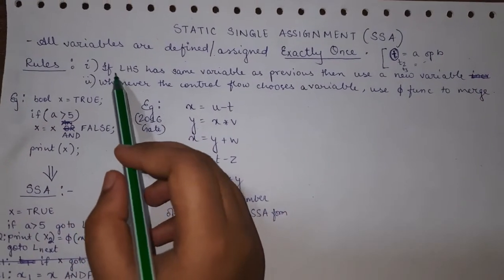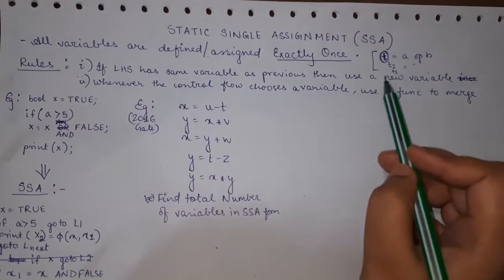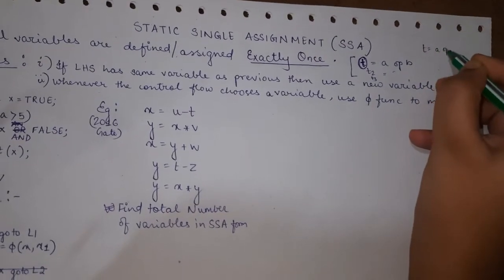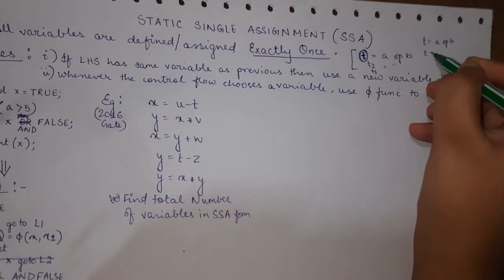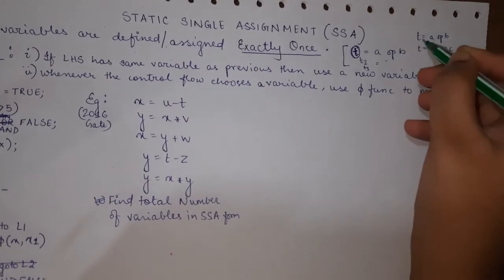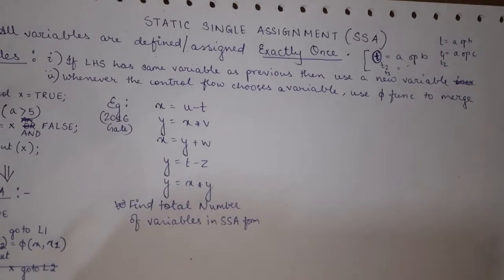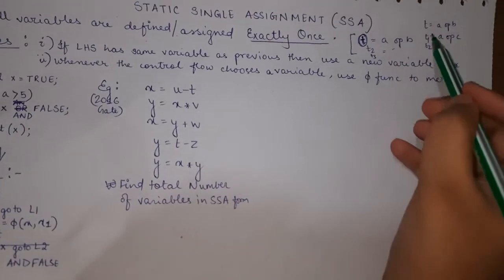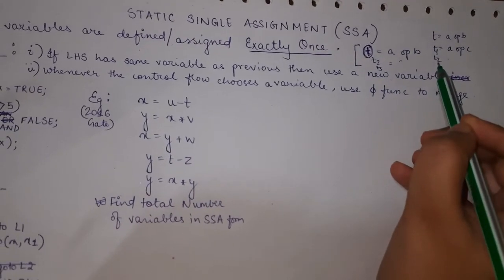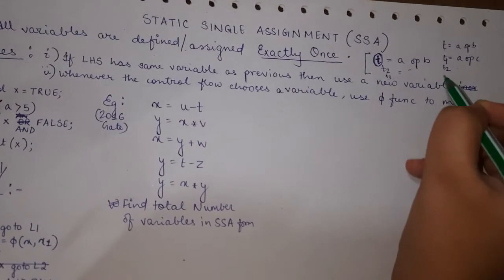Now what are the rules? If LHS has the same variable as previous, then use a new variable. That is, suppose I have t equals a operator b, and again it shows t equals a operator c. So here instead of writing t, I should write t1 or t2, like that. If the same variable occurs as previous, then we should use a new variable, increasing the number by 1, like t1, t2 and so on.